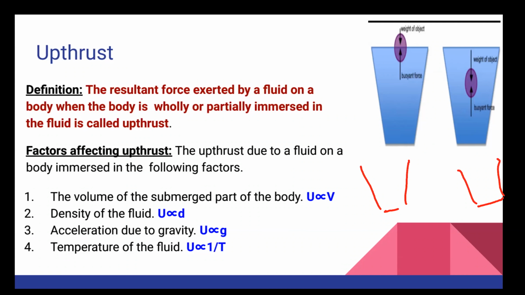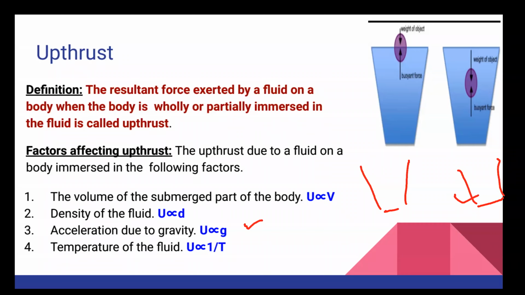Obviously at Biratnagar, because with the change in place, if there is a change in acceleration due to gravity, upthrust also changes. Between Kathmandu and Biratnagar, in Biratnagar we find the value of small g, the acceleration due to gravity, is more, and due to which the same liquid exerts more upthrust at Biratnagar.